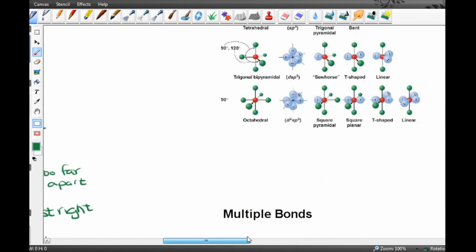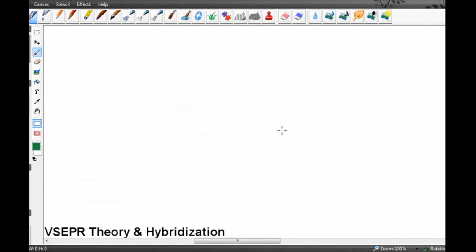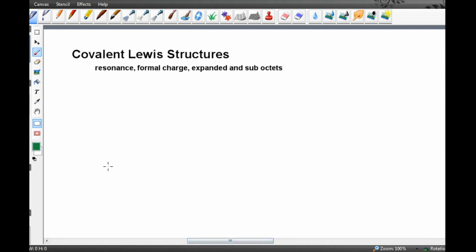I love Lewis structures, don't you? They're so much fun. Let's switch to a fun color for our Lewis structures. All right, pink purple it is. Okay, let's draw some Lewis structures. Let's recall our rules for drawing Lewis dot diagrams.